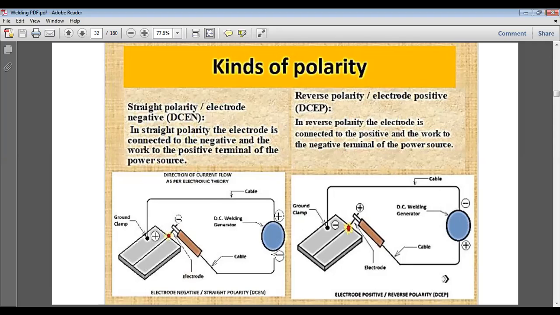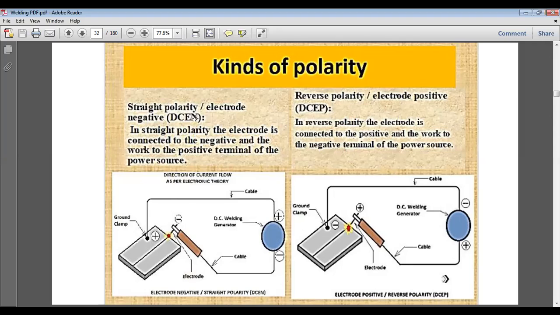So for creating an arc we have to connect the metal with the positive terminal and the electrode with the negative terminal. This is called direct polarity, or straight polarity, or direct current electrode negative, DCEN. In this way, the electrode is made negative. So this can be asked: what is straight polarity, or direct polarity, or DCEN?